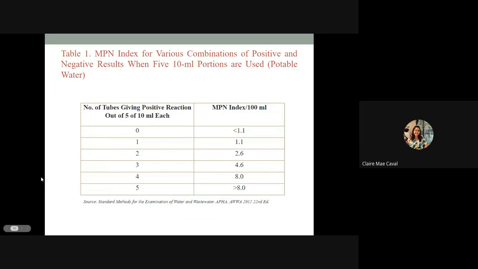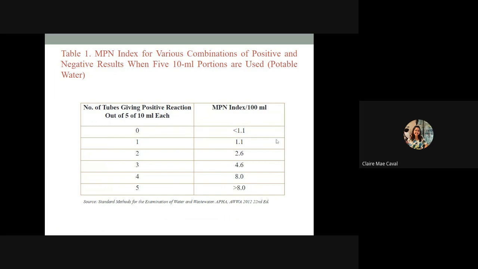Very easy, class. If there is no positive out of the 5 tubes, that's reported as less than 1.1 MPN per 100 ml, or MPN index per 100 ml. If only one tube, that's 1.1 MPN per 100 ml. If two tubes, that's 2.6 per 100 ml, and so on and so forth. But according to the Philippine National Standards for Drinking Water, the standard value for it to pass should be less than 1.1 MPN per 100 ml.